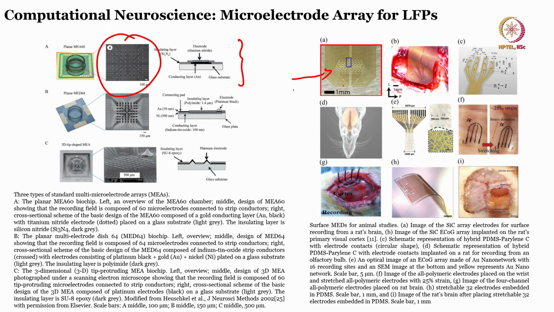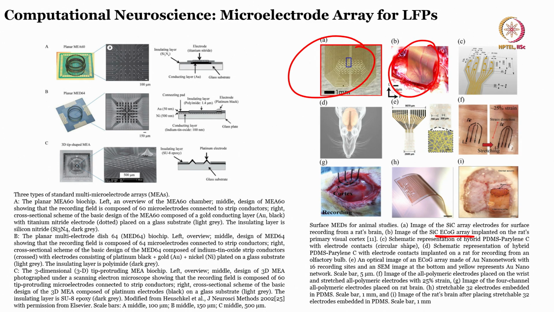And we have seen this as an example of how to create one of these. If you really want to see an example, we can take any one example to see how it is fabricated, but I am sure that now you know exactly how the device is fabricated, right. So this is one of the examples of the standard microelectrode arrays, and the right side shows surface MEAs for animal studies, image of the silicon carbide array, electrode for surface recording from rat's brain, which is here, image of silicon carbide ECoG array, which is here, you can see.